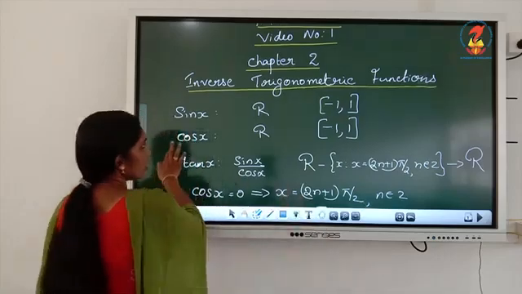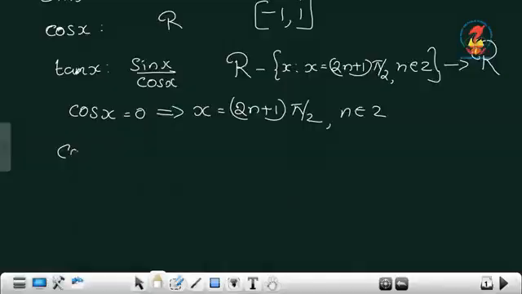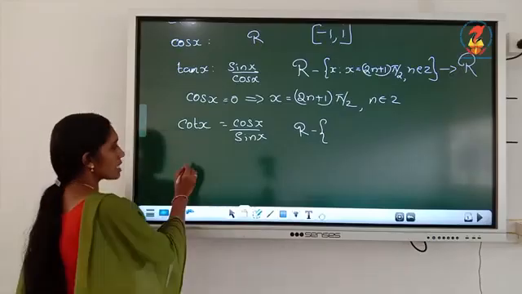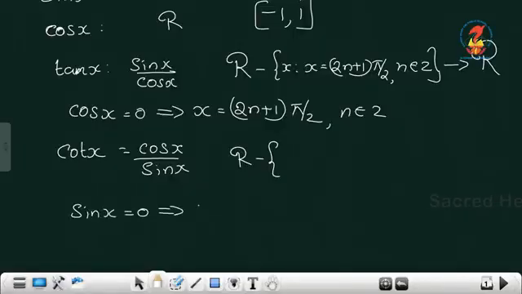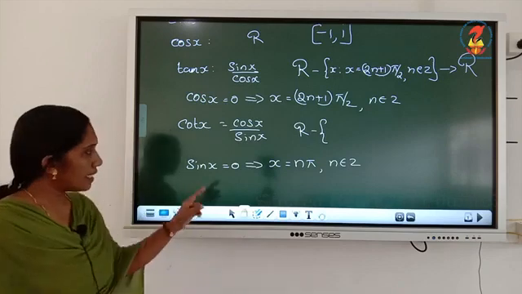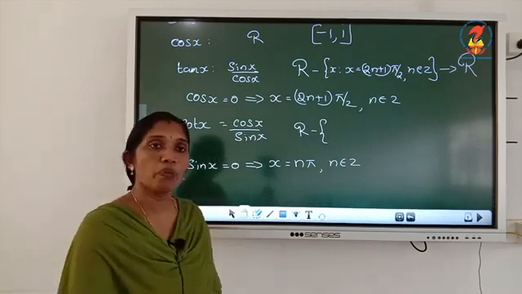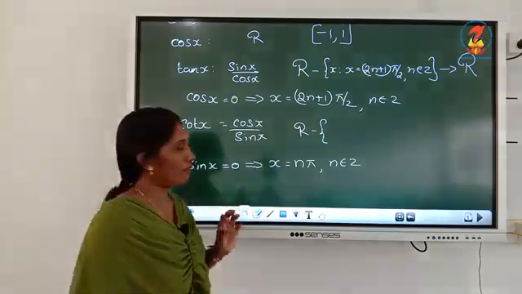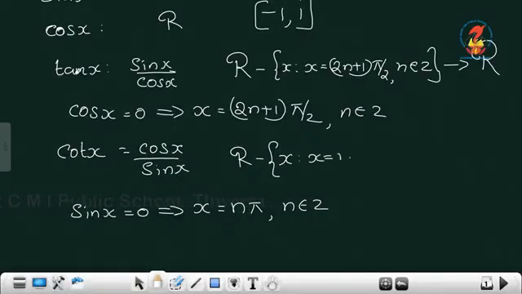Now the next function, cot x. Cot x, we can define cot x as cos x by sin x. So the domain means R minus, which all values we have to subtract? The values at which the sin x is equal to 0. Sin x 0 implies x is equal to n pi, where n belongs to Z. Sin 0 is 0, sin pi is 0, sin 2 pi is 0. So those values comes under this n pi. So these values we have to subtract from R. Set of all x such that x is equal to n pi, n is an integer.